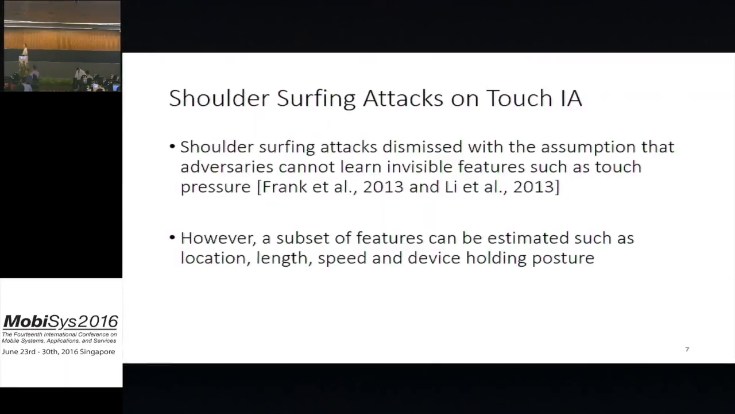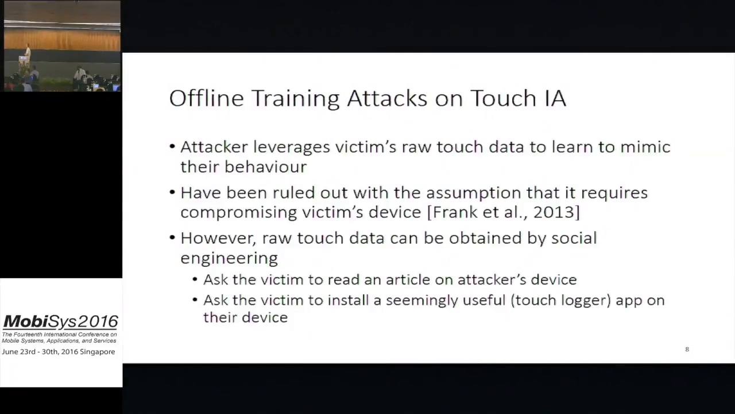And of course, there are many other features that can be learned from shoulder surfing, like touch location. The other attack that we were worried about in our work is what we call an offline training attack. Here, you get access to somebody's raw touch data, and then you use this raw touch data to train yourself to swipe like your victim.